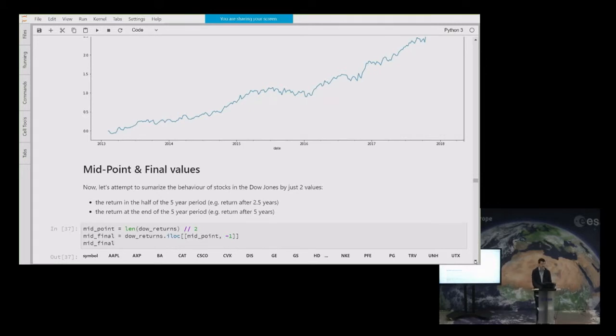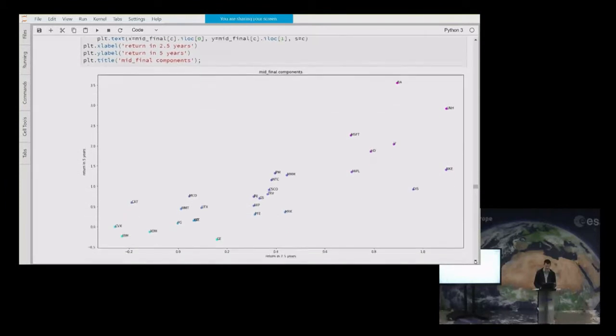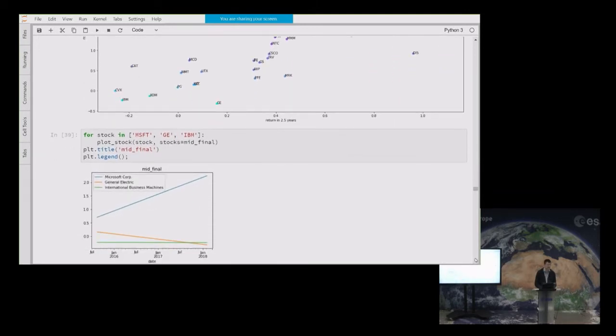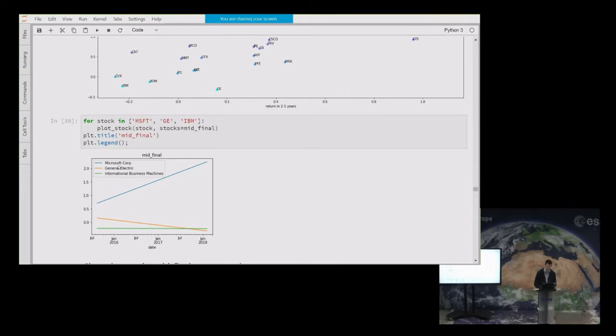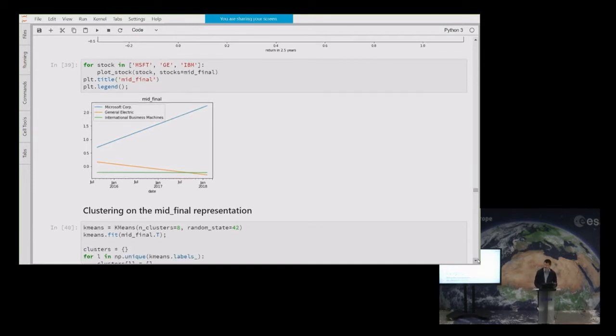And something for the fun of it that I decided to do is, what if I make my own components? So I take how much the return was at the middle of the 5-year period and at the end of the 5-year period. And this is basically what we get: the return in 2.5 years and the return in 5 years. It's much less condensed information because I only use 2 points. So this is how the data looks for Microsoft, General Electric, and International, so IBM. Talking about returns, we can also do clustering in this representation that I just invented.